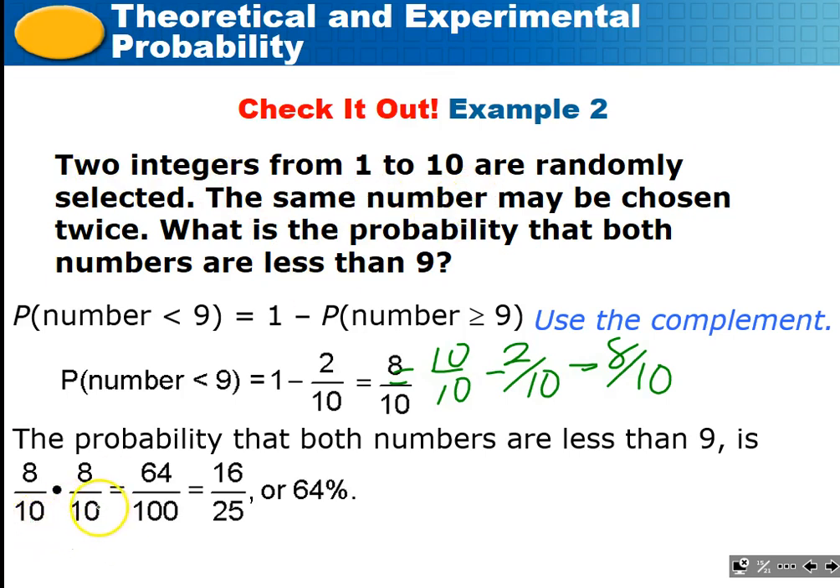So when we do two things, we're going to multiply. We're going to do this a bit more tomorrow in the lesson, but we will multiply 8 times 8 and 10 times 10. That's 64 over 100. That's 16 divided by 25. It can be reduced to that, or 64%.